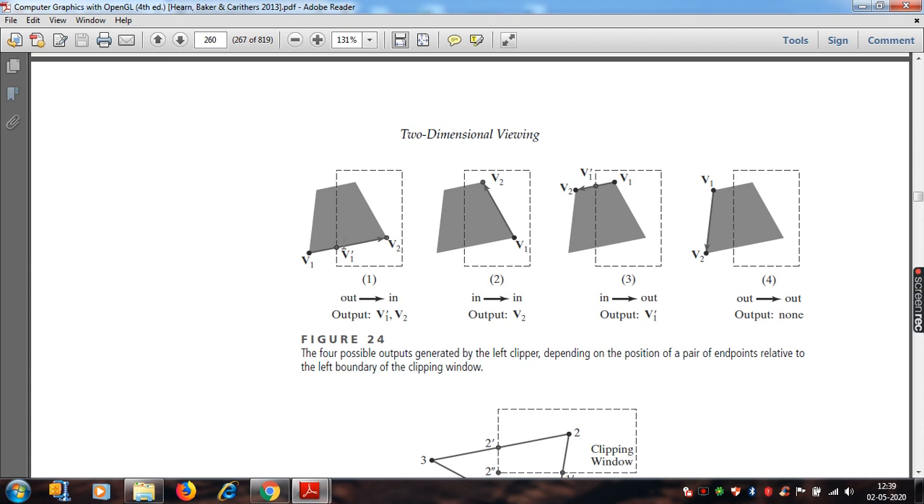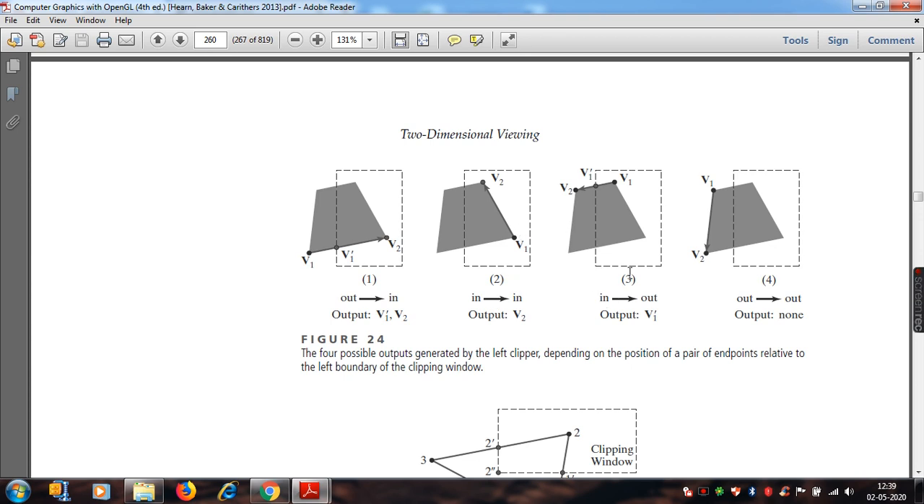Understand? For the left clipper, for this line segment v1 v2, the input goes from outside to inside. In that case, what will be the output? The new outside point, which is now shortened, and the second endpoint, the inside point, is sent to the next stage. Similarly, you can see this case here, v1 to v2. When both are inside, the second endpoint is sent to the next stage of the clipper.